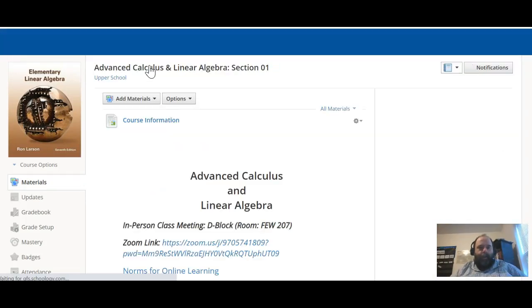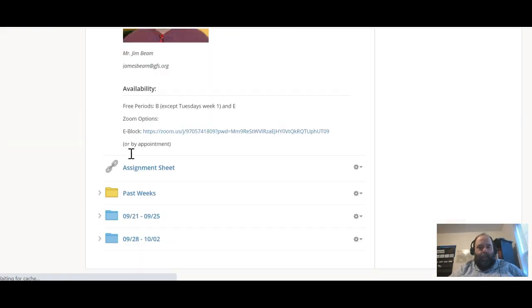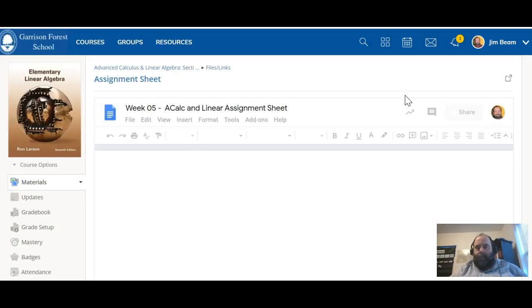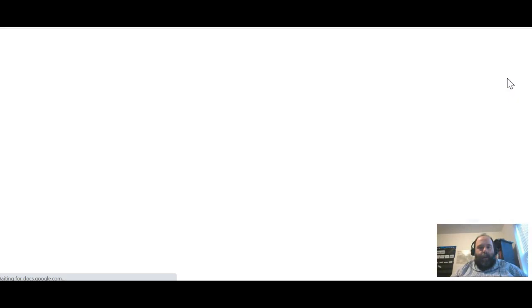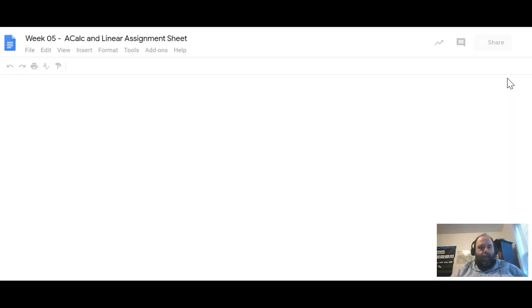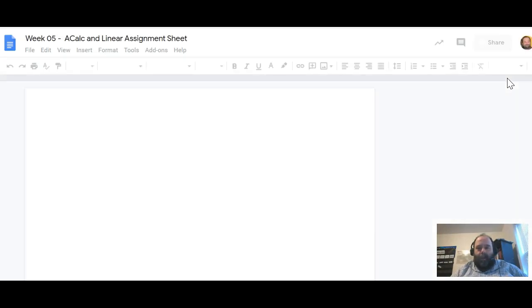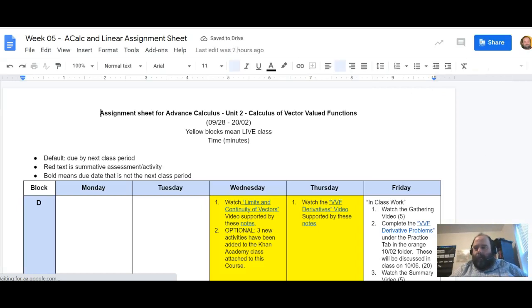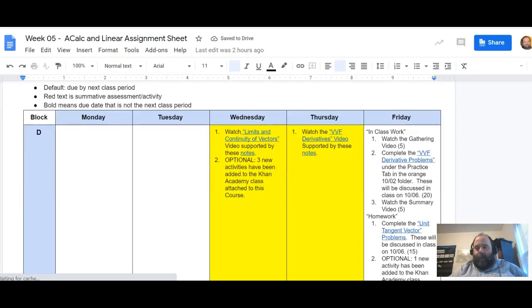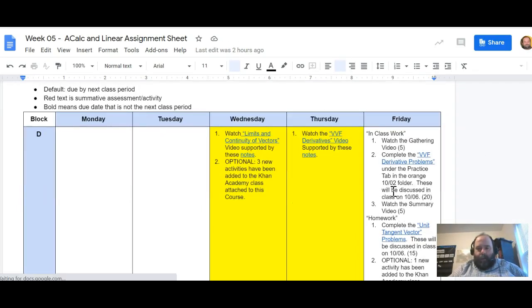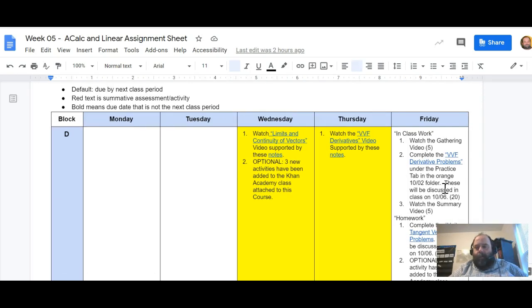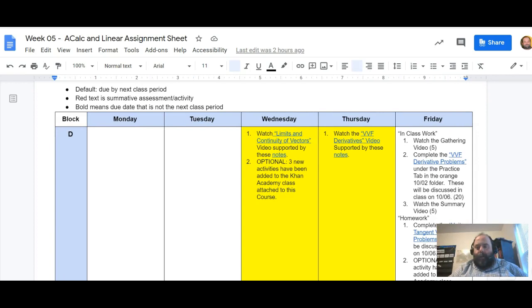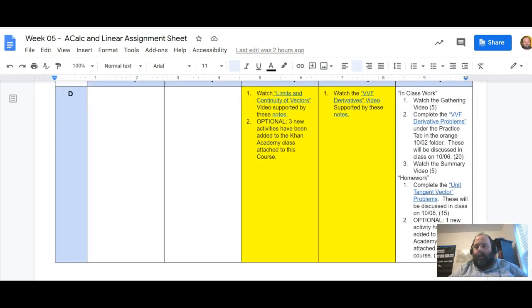So if we go back to the front page and we take a look at the assignment sheet for Friday, and I'm just going to pop that out because it's easier to see that way. There we go. Down here on the right-hand side is the Friday bit, and it says you'd watch the gathering video, did the derivative problems, you're watching the summary video, which is what you're doing right now.